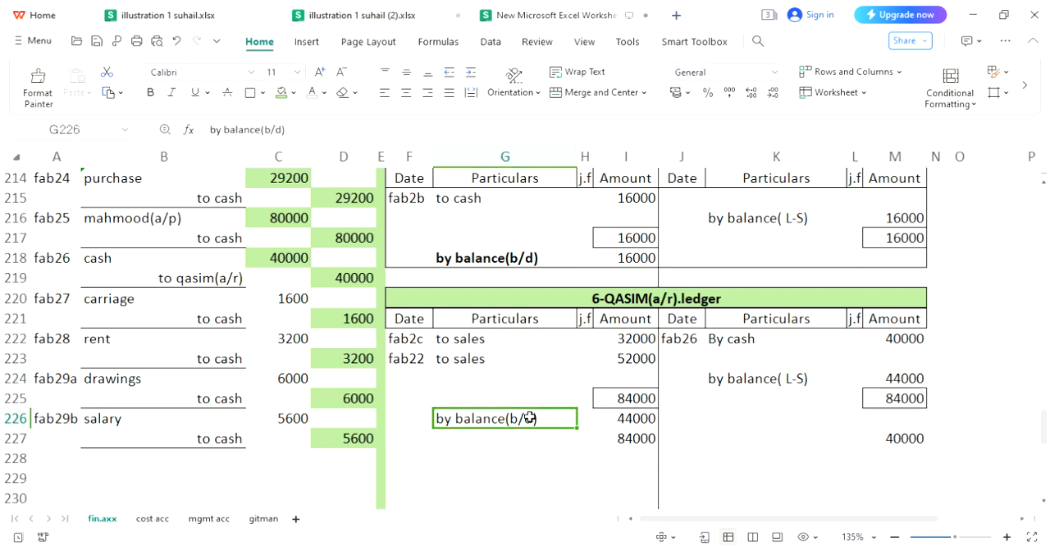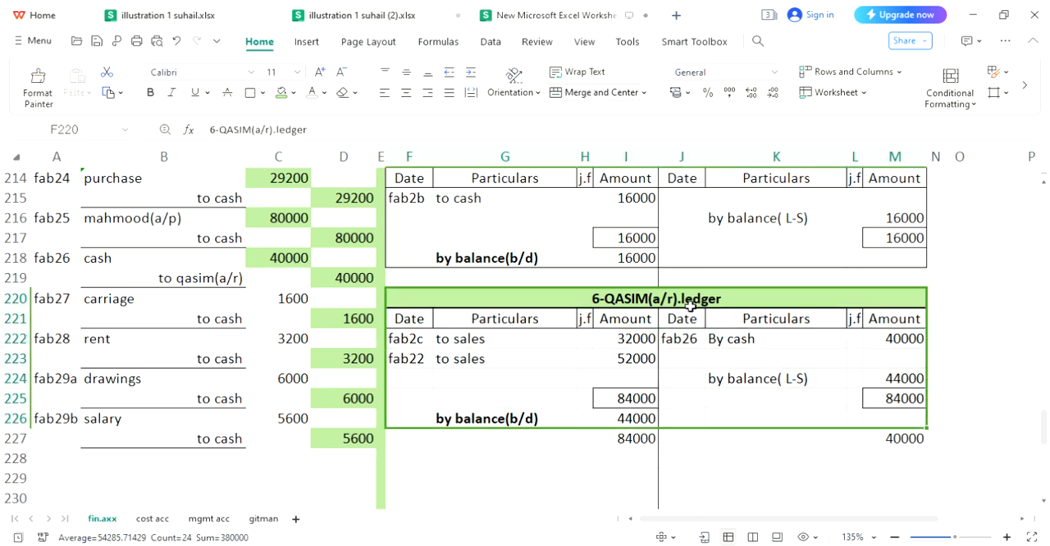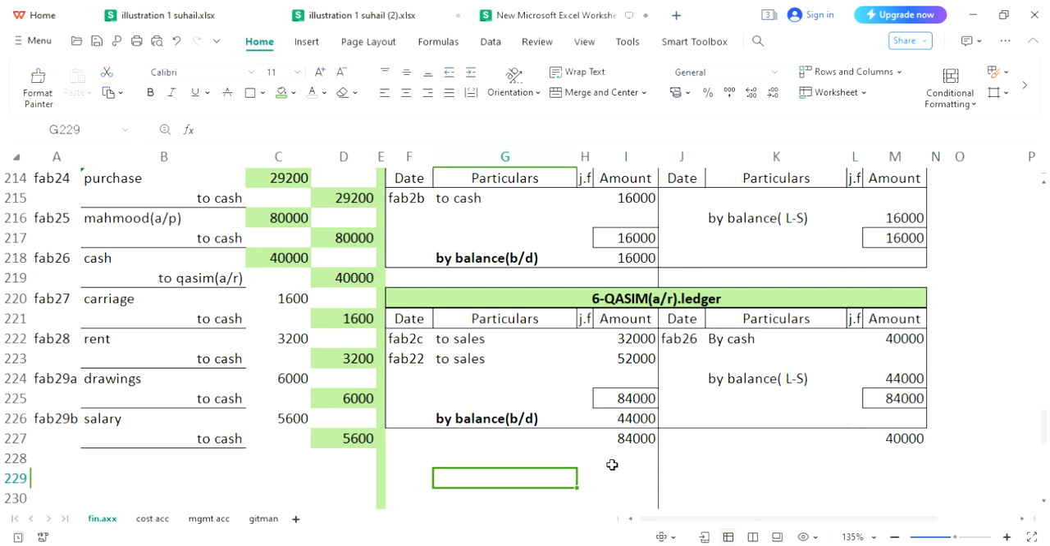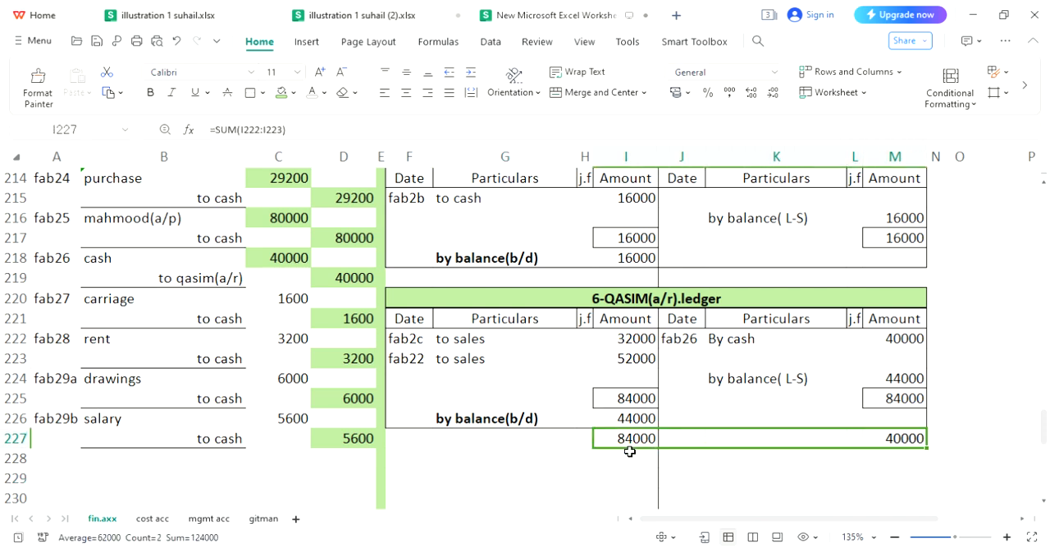So balance brought down is the main purpose of making any ledger. The purpose has been served. It means Qasim's ledger is completed. We are marking it as a completed ledger by putting an ending line after balance brought down. These sums were calculated or written just for reference. Now they are unneeded, so we can erase them. Qasim's ledger is completed. We will start our search now again.